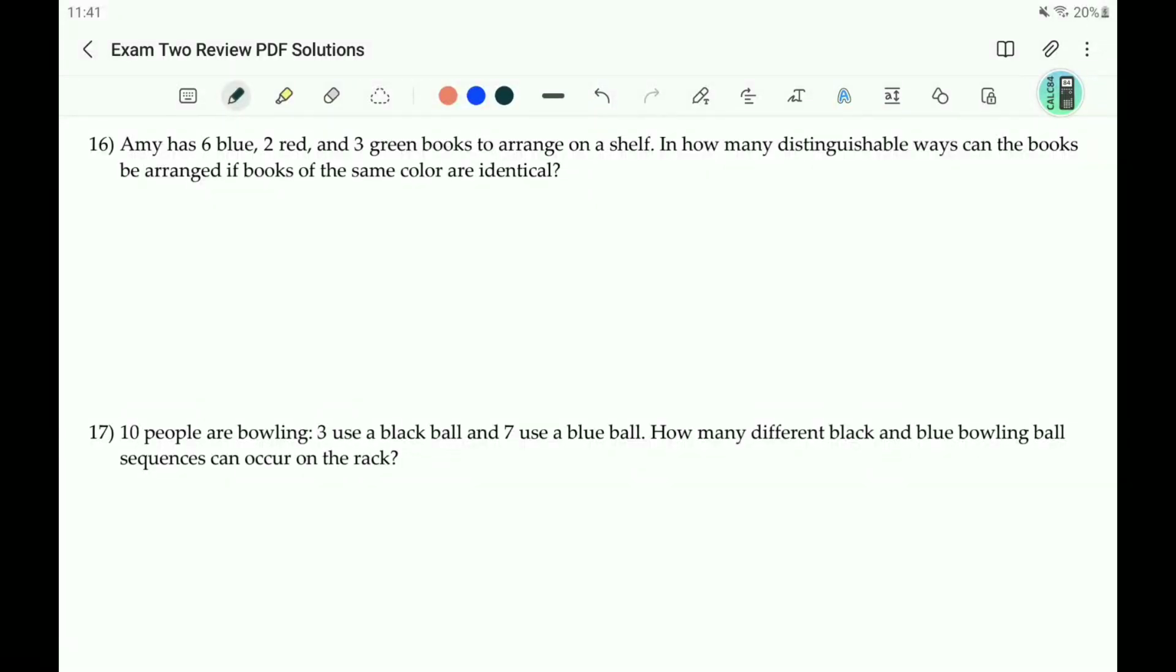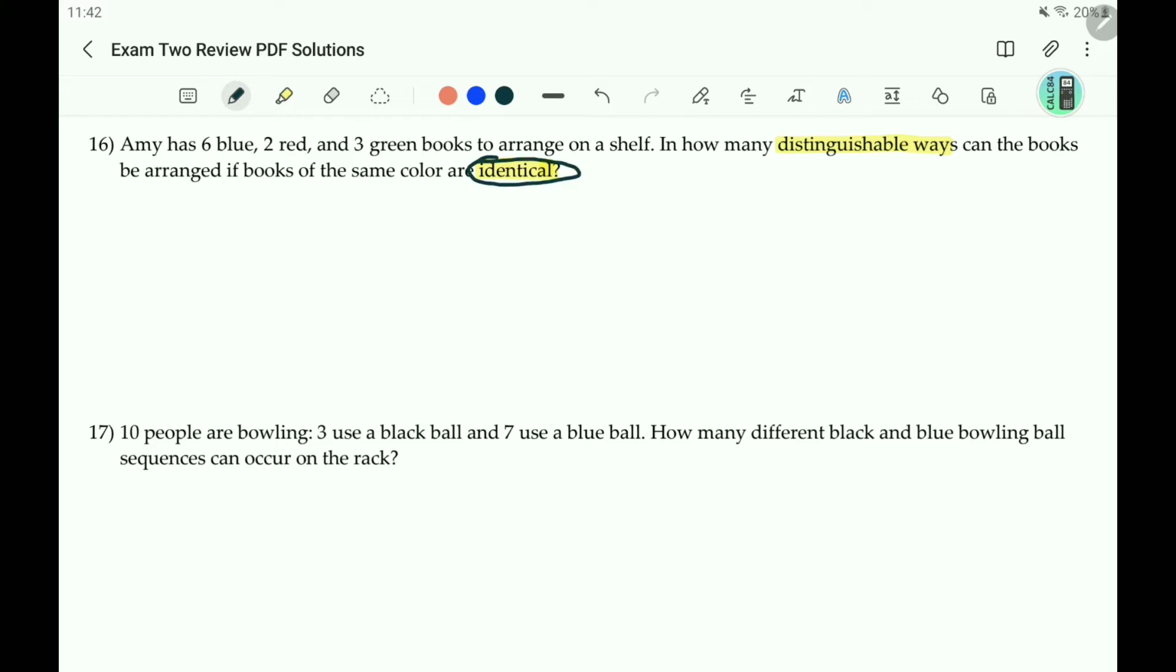In this video, we're going to do 16, 17, and 18. Amy has 6 blue, 2 red, and 3 green books to arrange on a shelf. How many distinguishable ways can these books be arranged if the books of the same color are identical? All right, I want to highlight 2 things. How many distinguishable ways can the books be arranged if the books of the same color are identical? And I'm going to circle the word identical.